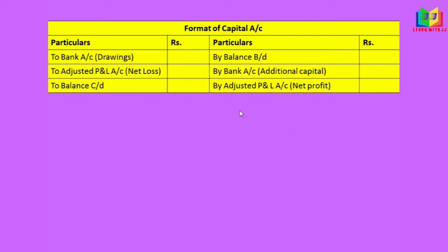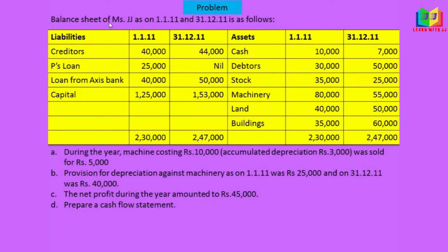Yes, we'll see one problem now. The balance sheet of Ms. JJ as on 1/1/2011 and 31/12/2011 is as follows. For the two-year period the balance sheet was given. See, among creditors we have the loan from Axis Bank and capital, and similarly among assets we have debtors, stock, machinery, and land and building, and we have adjustments too. During the year, a machine costing 10,000, with accumulated depreciation of 3,000, was sold for rupees 5,000.